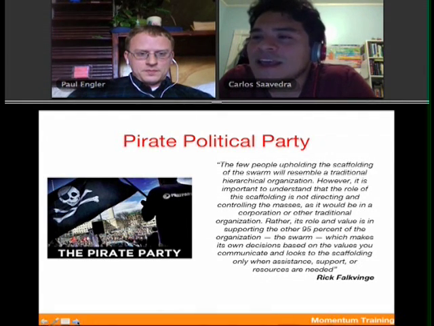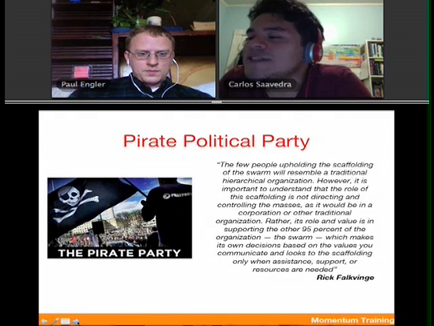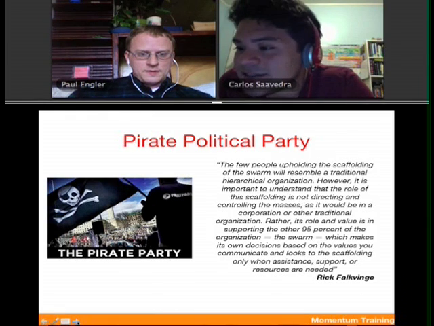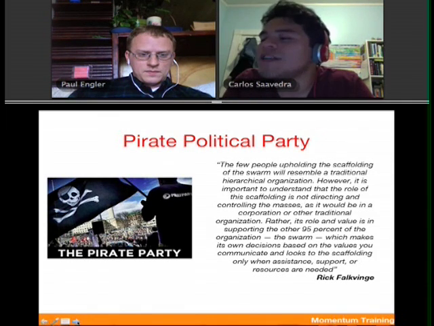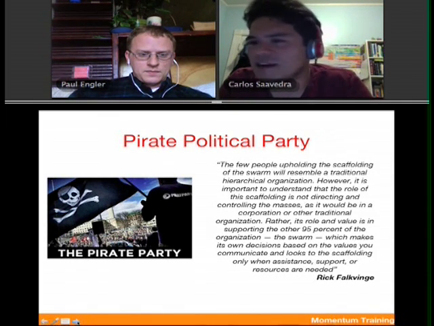So he's talking about essentially structure. However, it is important to understand that the role of the scaffolding is not directing and controlling the masses, as it would be in a corporation or other traditional organizations. Rather, its role and value is in supporting the other 95% of the organization, the swarm, which makes its own decisions based on the values you communicate and looks at the scaffolding only when assistance, support, or resources are needed.